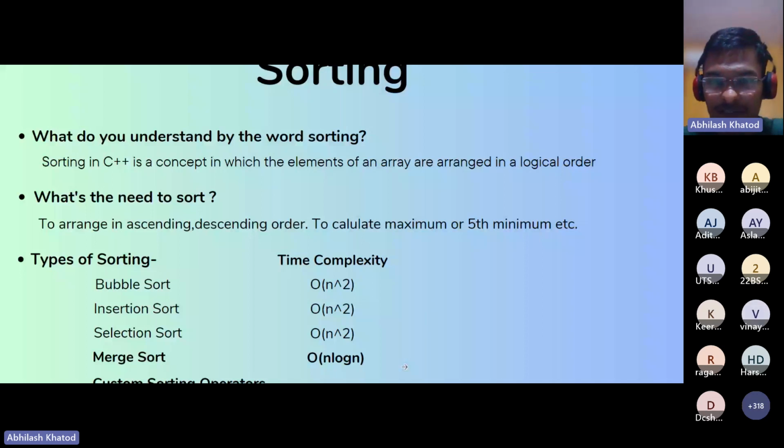So we won't study these first three methods in this session. We'll study the last two, merge sort and the custom sorting operator. Okay.